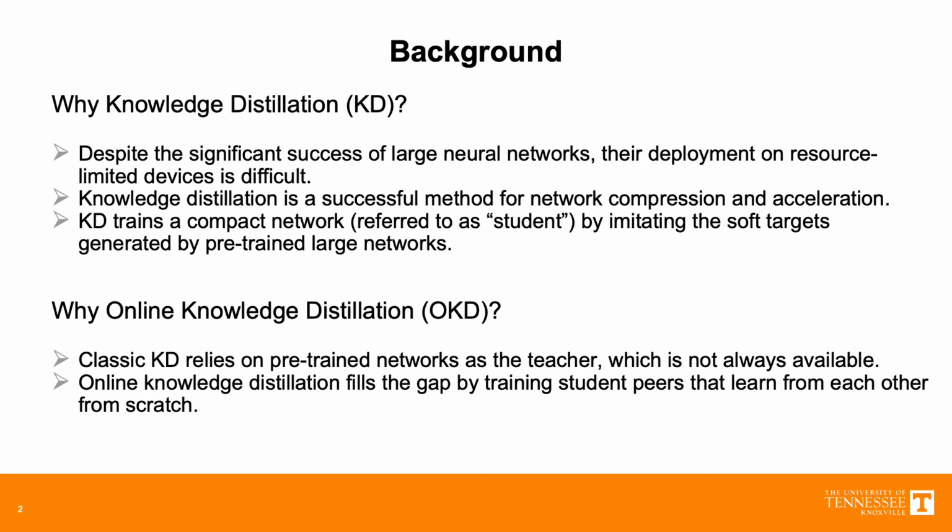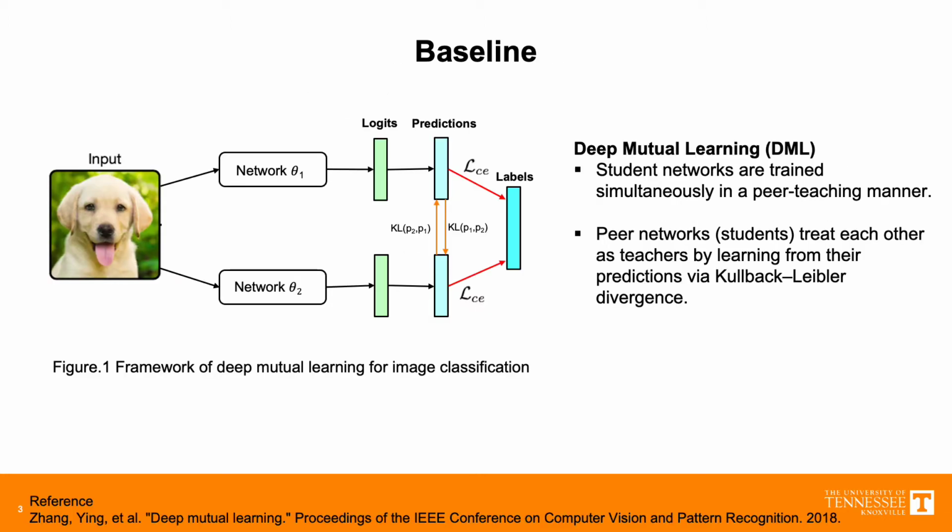Classic KD relies on pre-trained networks as the teacher, which is not always available. Online knowledge distillation fills the gap by training student peers that learn from each other from scratch. Our work is built upon deep mutual learning, where student networks are trained simultaneously in a peer-teaching manner. Peer networks, also known as students, treat each other as teachers by learning from their predictions via Kullback-Leibler divergence.